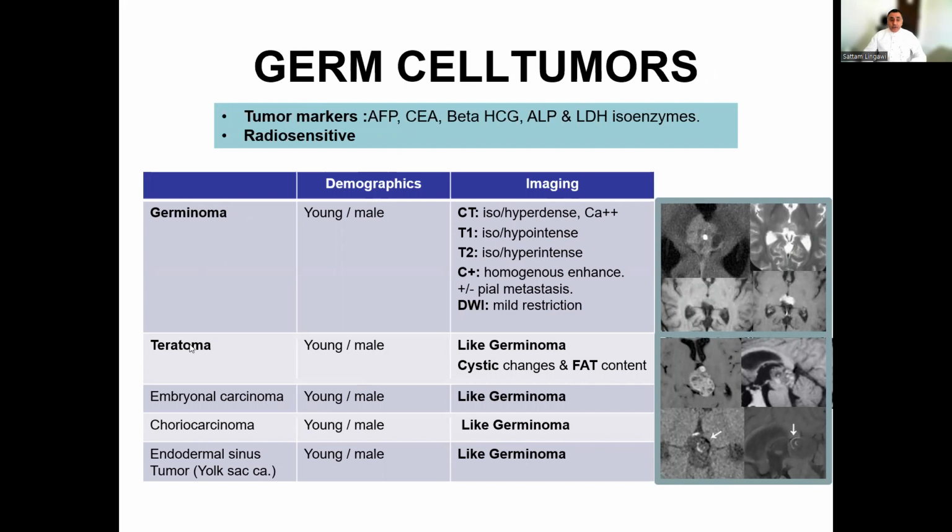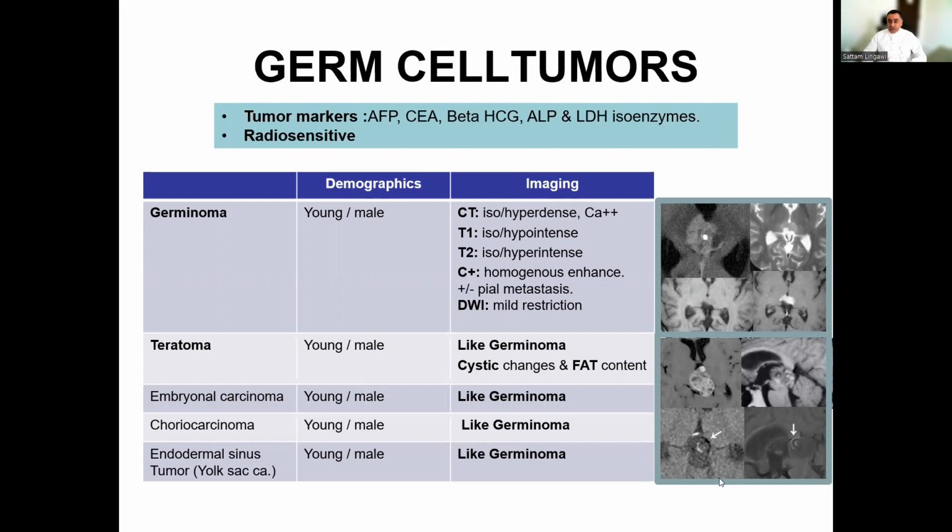When we talk about the germ cell tumors, we're primarily concerned with germinomas and teratomas. The germinomas and teratomas look alike, with the exception of teratomas demonstrating cystic changes and fat content. However, both are usually iso to hyperdense on CT with areas of calcification. They are hypointense on T1 MRI, iso to hyperintense on T2 weighted images, and demonstrate strong enhancement after contrast administration.